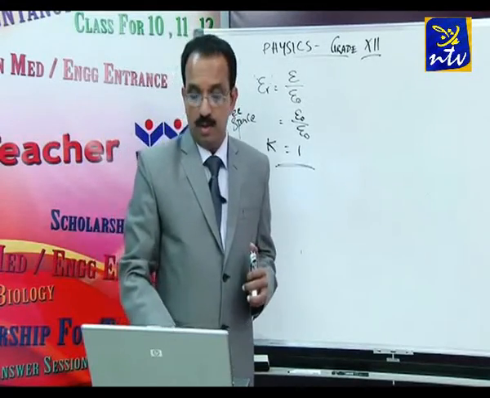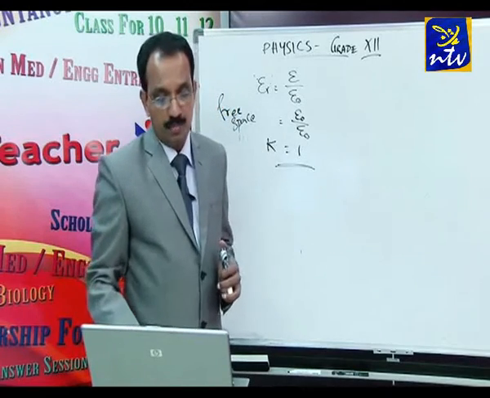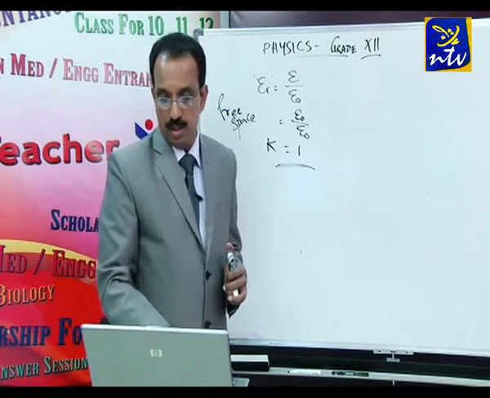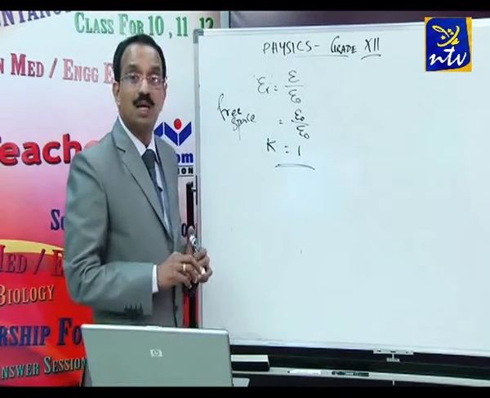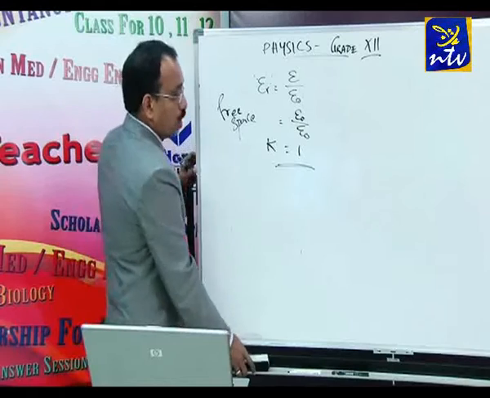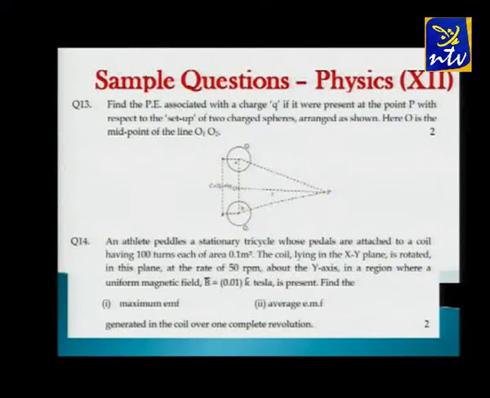So then we will continue with the questions which we have been discussing before the break. We have done up to question number 13 in the sample papers. So now you can have a look at question number 14. Can you make out what's the answer to the question? The athlete pedals a stationary tricycle whose pedals are attached to a coil having 100 turns each of area 0.1 meter squared. The coil lying on the xy plane is rotated in this plane at the rate of 50 rpm.